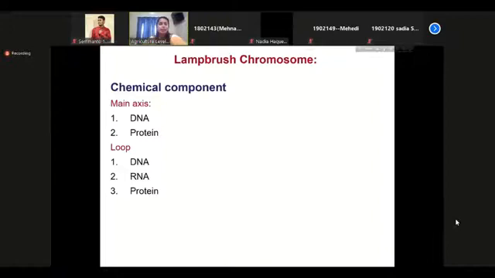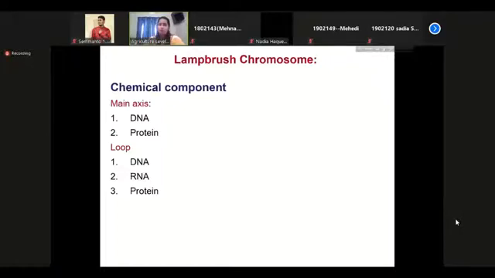So what chemical components exist in these two types of structure? The main axis is produced by the DNA chromomere. So of course it has the DNA, and it also has protein to produce the structure, that means histone protein. The loop, what can be in the loop? Of course, it has the DNA because the loop is produced by the extension of the fiber of DNA. So it must have DNA.